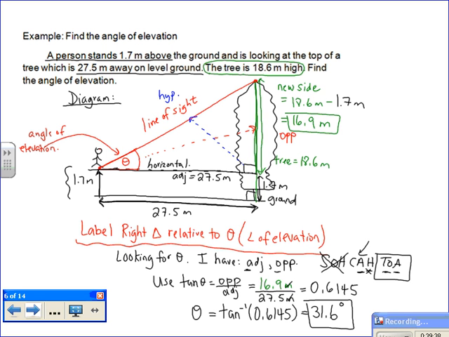Okay, so the key for all of these questions is to figure out what you have from your question, what information you're given, the side lengths or the possible angles, and then draw yourself a diagram if one is not given to you, and then correctly recognize what trig ratio you need to use to solve the problem.